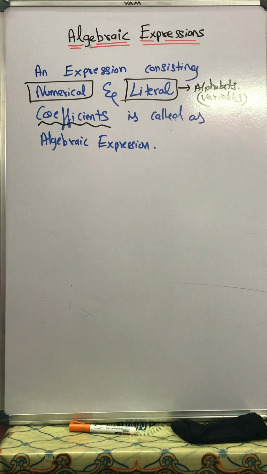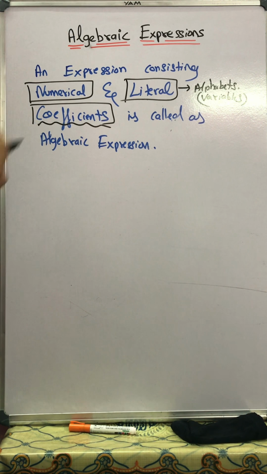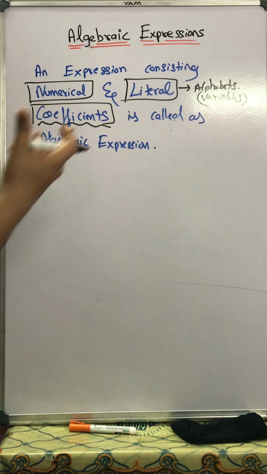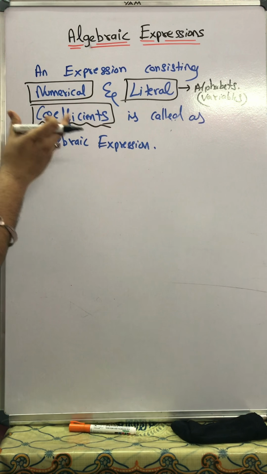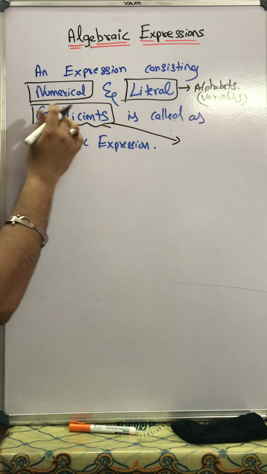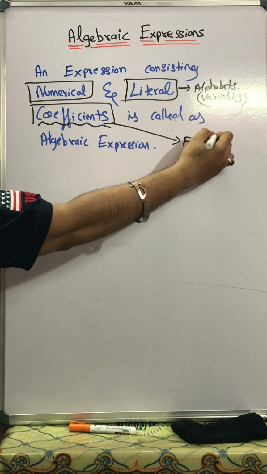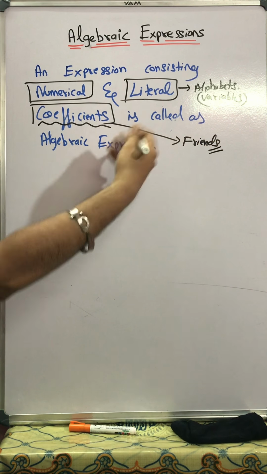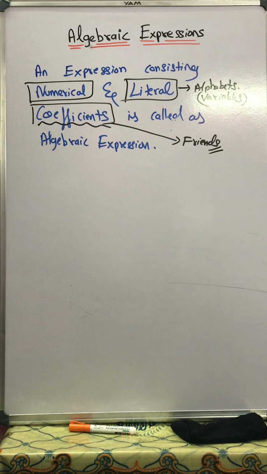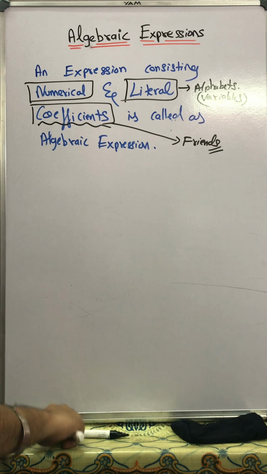Let us take a small example to explain what this coefficient means. A number, so it's numerical, you know. Alphabets, so it's literal. But what does this coefficient actually mean? I always say the word coefficient means friends. It's my word, friends. Now let's see what this friends means. I'll give you an example over here on the board.